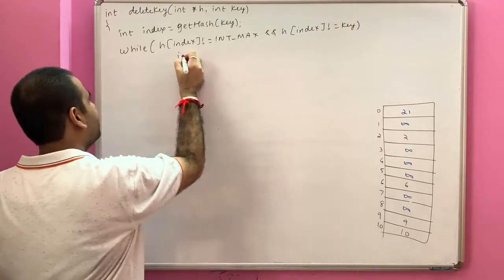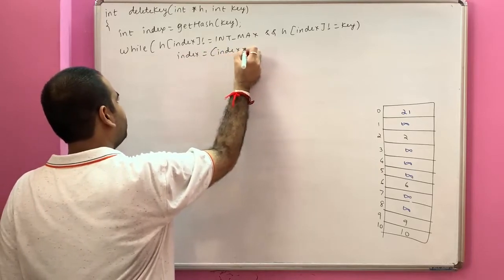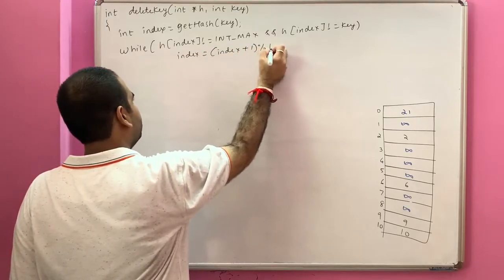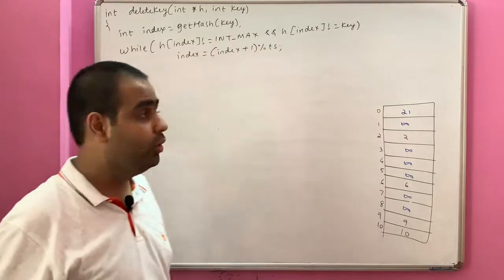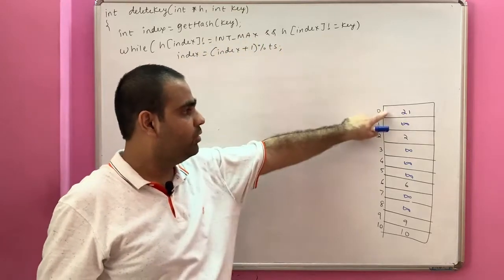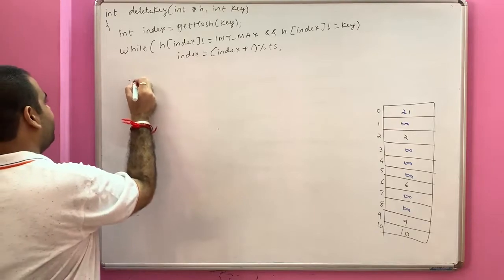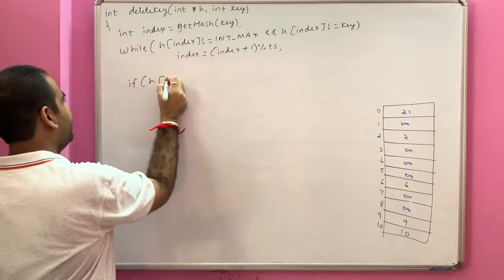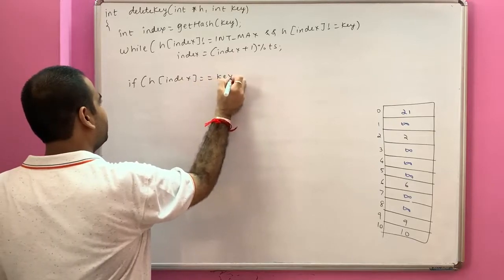Then we have to move further. We say index is equal to index plus 1 modulo table size. 10 plus 1 is 11, 11 mod 11 is 0. Go back. H of 11 not equal to int max, yes. H of 11 not equal to key, the condition is false. Now you came because of h of index is equal key. Yes, h of index is equal key.